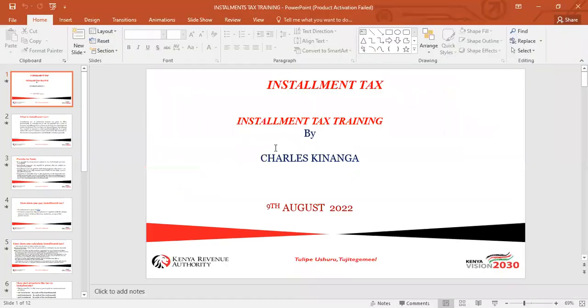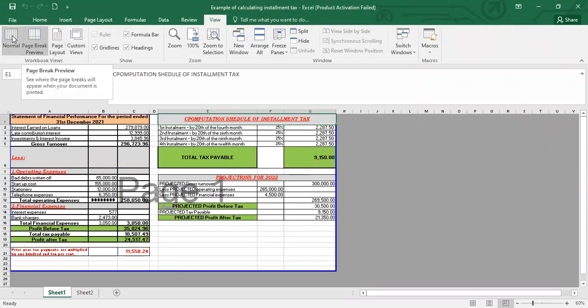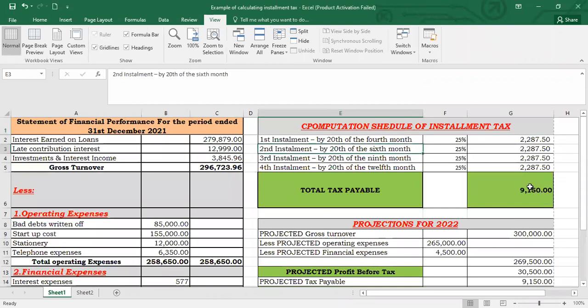Then I think tuangalie a case scenario, sindio? Yeah. We look at the case scenario, then tuangalie kama iTax imerudi, tuone kama we can do a case scenario for iTax. So you can see my screen? Yes. So we are taking this as an example.